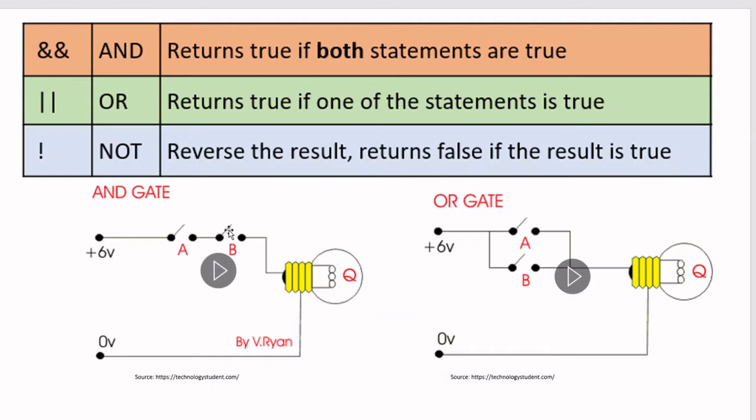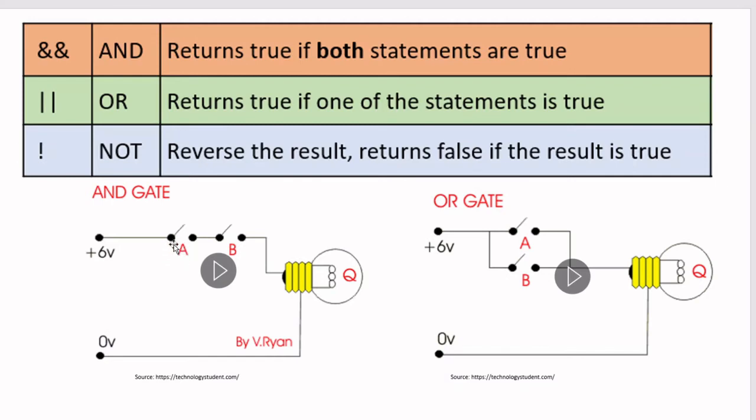Now, let's think that if the switch is open, that means it's false. That means A is false. And when the B switch is open, that means B is equal to false. If the switch is closed, then we say that B is equal to true. Now, this is the visualization of the AND operator.